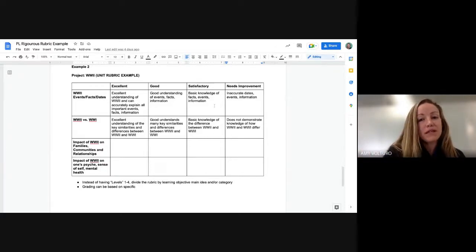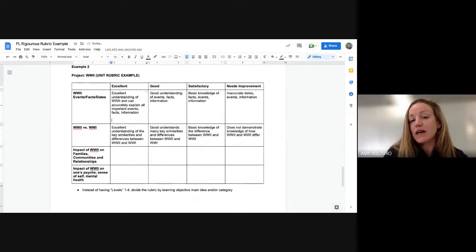Maybe they have a basic knowledge, then good would be good understanding, excellent, they have an excellent understanding, and accurately explain all the important events, facts, and information. And again, if you want this part to happen, that's where you either need to build the rubric together or include it in the rubric itself on the expectations of what it means to get this excellent score.